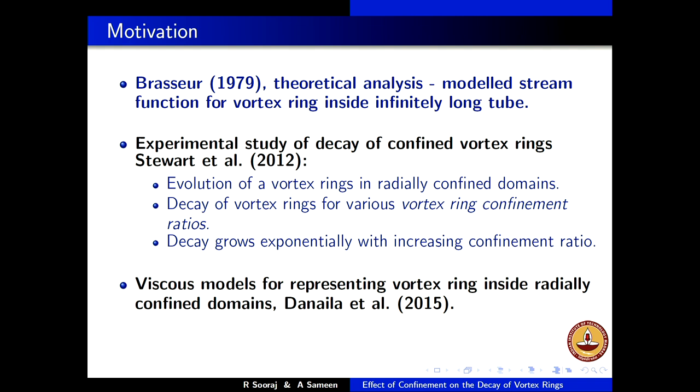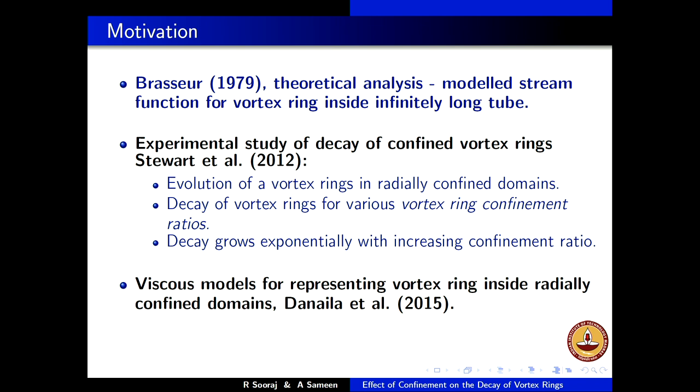They studied different confinement ratios, which they defined as the ratio of the diameter of the vortex ring to the diameter of the confinement, and their finding was that the decay grows exponentially with increasing confinement ratio. One thing to note is that they studied the effect of the confinement ratio just by changing the size of the confinement. They kept the size of the vortex rings constant.